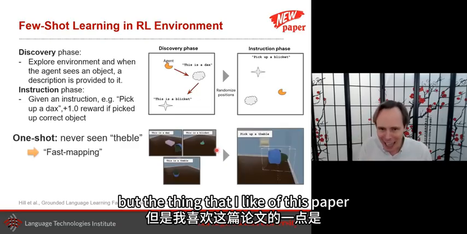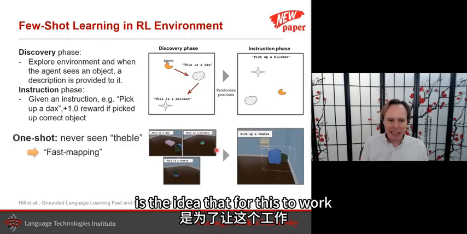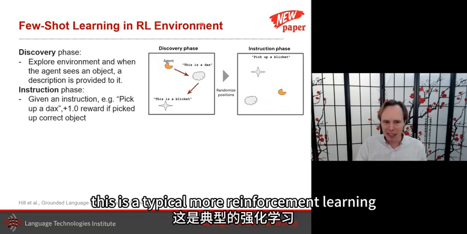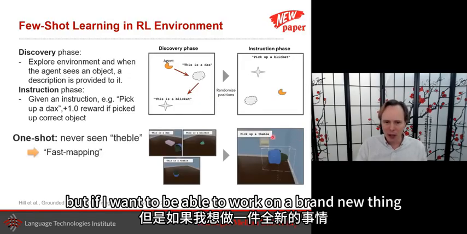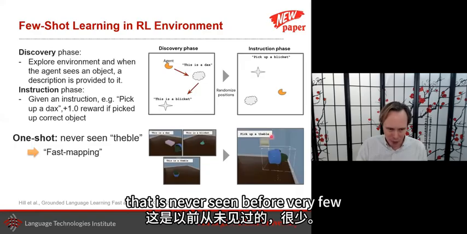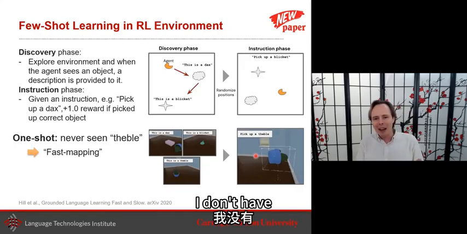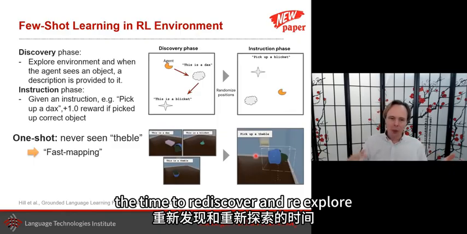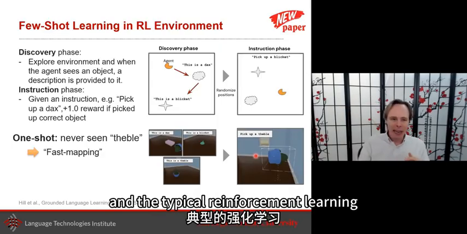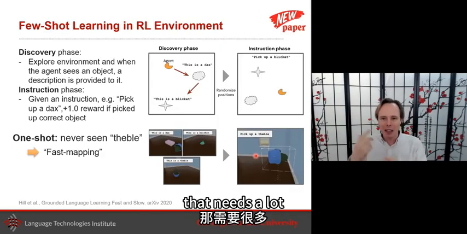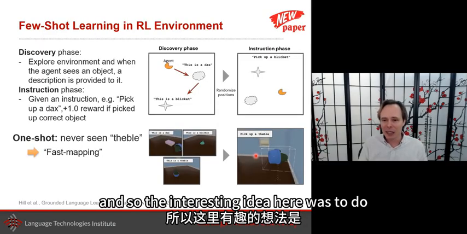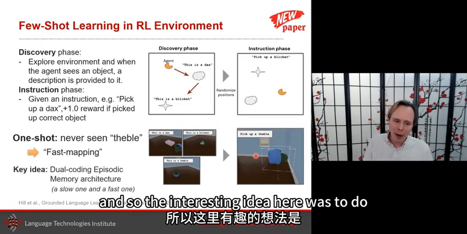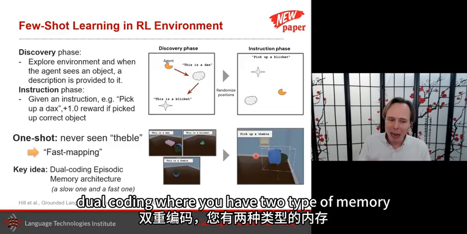But the thing that I liked about this paper, what was interesting, is the idea that for this to work, in this case, this is a typical, more reinforcement learning setup. But if I want to be able to work on a brand new thing that is never seen before, with very few examples, I don't have the time to rediscover and re-explore. The typical reinforcement learning needs a lot of iterations, and I don't have time. And so the interesting idea here was to do dual coding, where you have two types of memory.